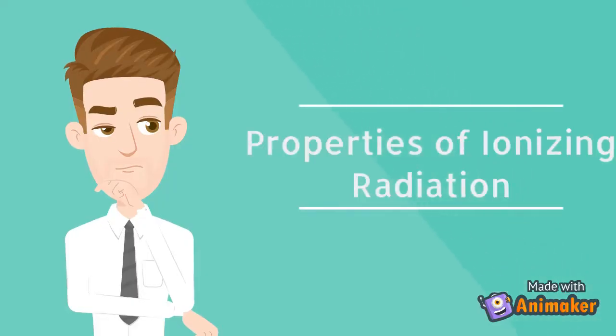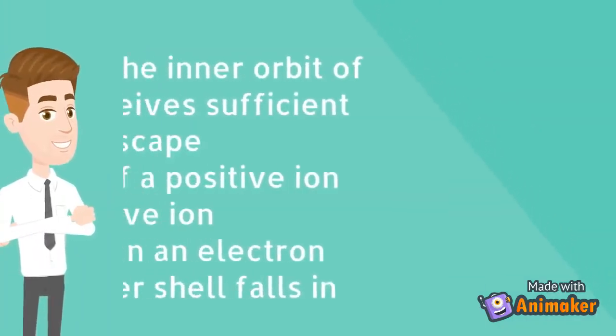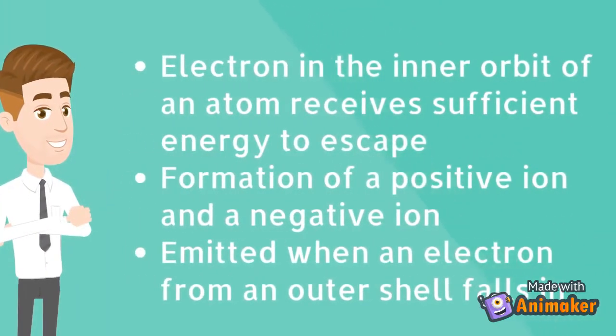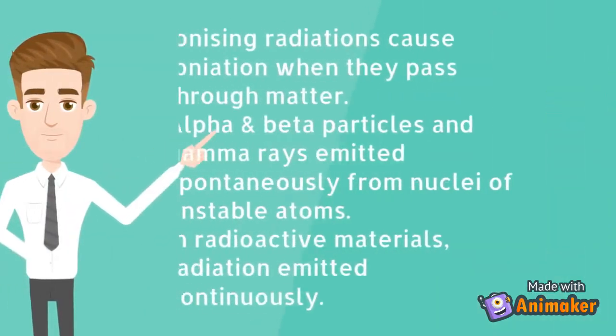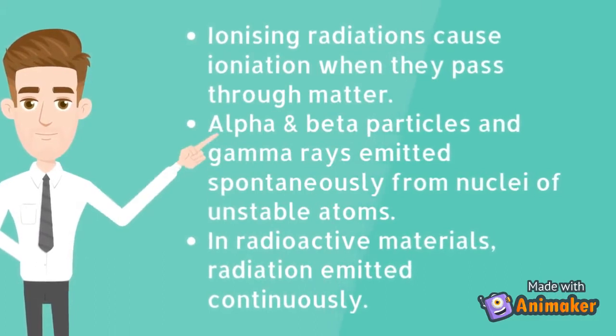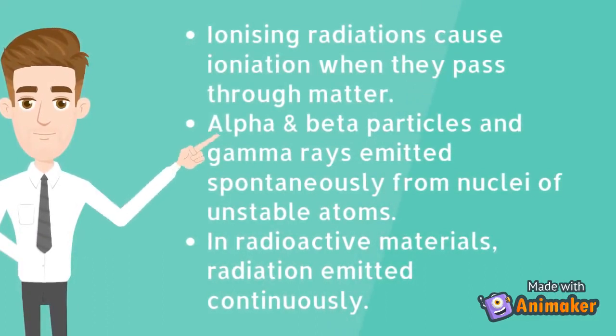Properties of ionizing radiation. Ionization occurs when an electron in the inner orbit of an atom receives sufficient energy to escape from the influence of the nucleus. This will cause the formation of a positive ion and a negative ion. As a result of ionization, characteristic radiation, which is X radiation, is emitted when an electron from an outer shell falls in to take the place of the electron that was ejected. Ionizing radiation causes ionization when it passes through matter. Examples of ionizing radiation are alpha and beta particles, gamma rays, and X-rays.